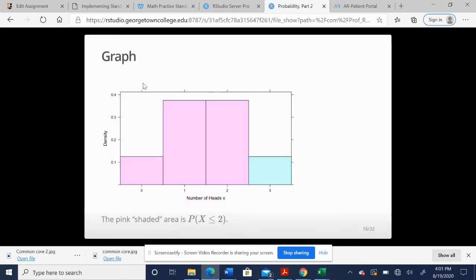So again, here's our graph. If we were to graph something like this, this is showing the probability that the number of heads would be less than or equal to 2. So it includes the 2 block, it includes the 1, and it includes the 0. If we're looking at that, it's easy to see that that probability is definitely in our favor, right? There's more. It is likely that this is going to occur.